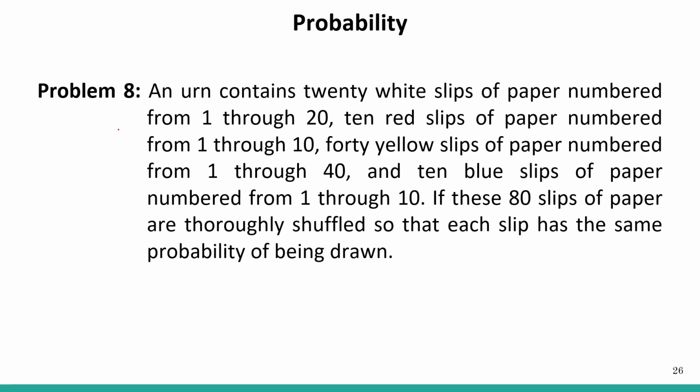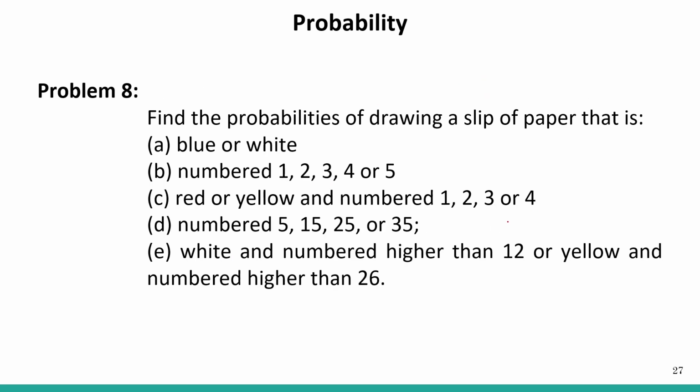So let's try to see problem number 8. An urn contains 20 white slips of paper numbered from 1 to 20, 10 red slips of paper numbered from 1 to 10, 40 yellow slips of paper numbered from 1 to 40, and 10 blue slips of paper numbered from 1 to 10. These 80 slips of paper are thoroughly shuffled, and each slip has the same probability of being drawn.